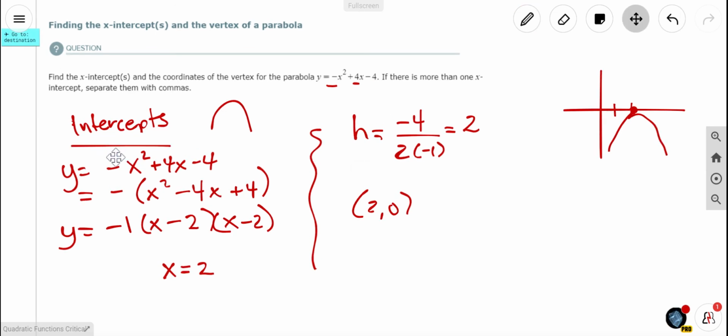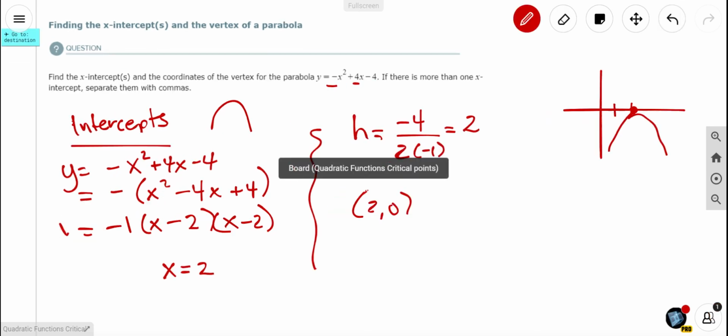Actually, I should have done this right here. This is a big no-no. I should not have just left that like that. I needed to change it.